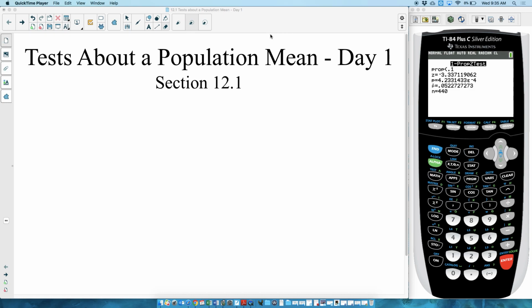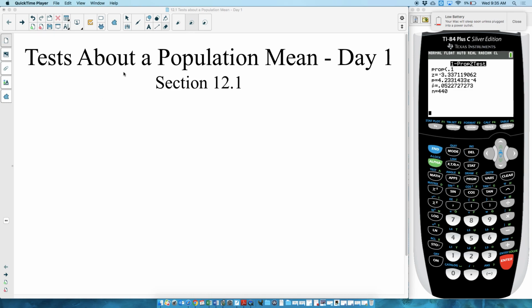So we are talking about tests for a population mean, and we are actually going to try to cover two parts today since we missed yesterday. But it should be pretty easy because they're really, really similar. So tests about a population mean, ignore the day one. This is section 12.1. Tests about a population mean, section 12.1.